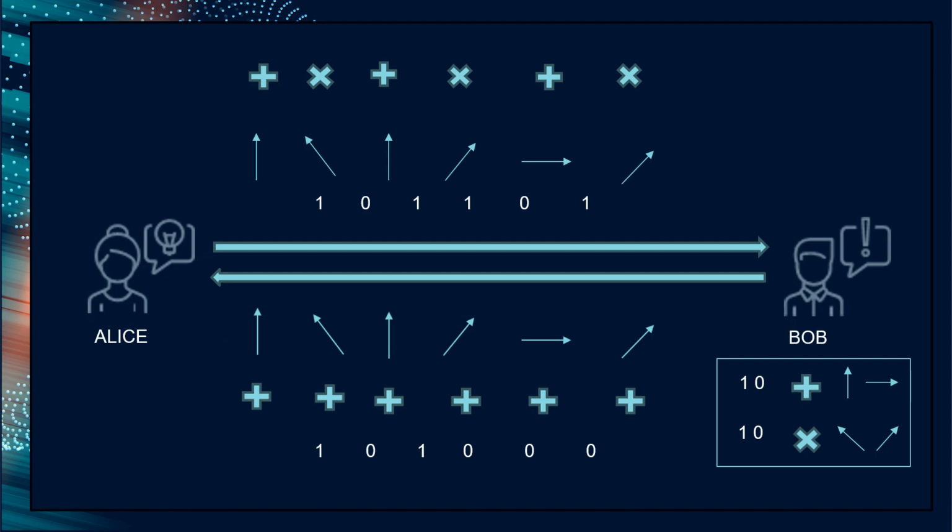Let us take an example for this BB84 protocol. Let us say there are two messengers, Alice and Bob, and Alice wants to send data as 101101 to Bob, and she is going to use quantum cryptography to transmit this data. The most important feature here is the filter we're going to use. We're going to use two filters, an addition filter and a multiplication filter.